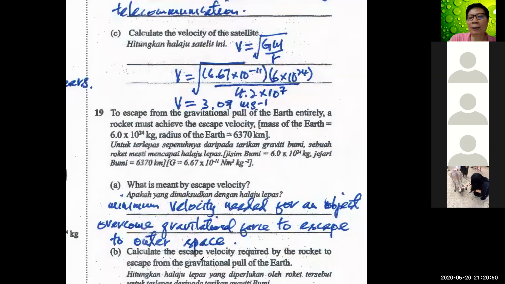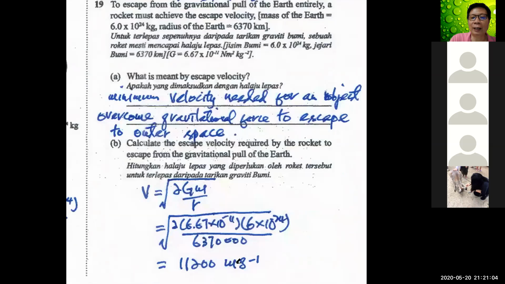Next, I ask you to calculate. You know the formula, right? This one is orbit velocity. Then escape velocity is the same as this, you add a number 2 here only: square root of 2GM over r. That's it. 2 times the big G constant value, this is the mass of the Earth, and this is the distance.